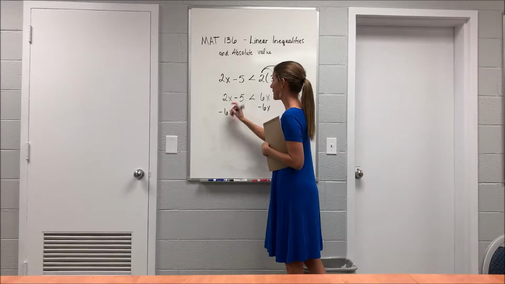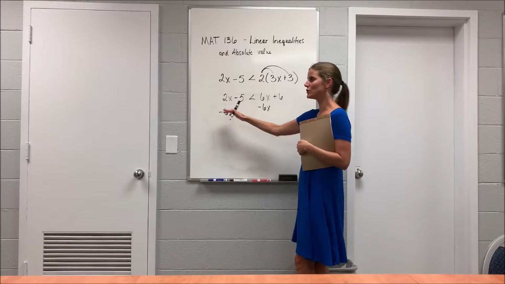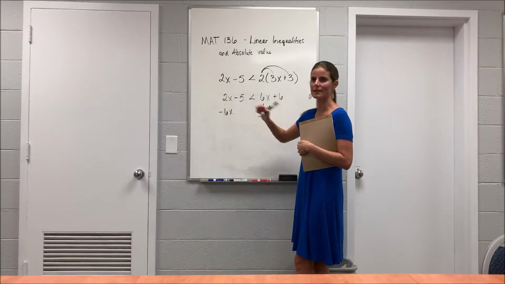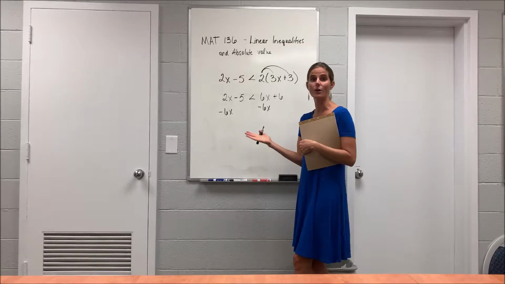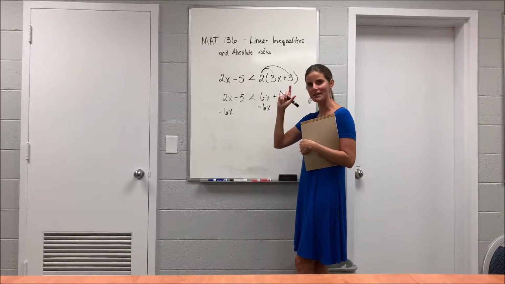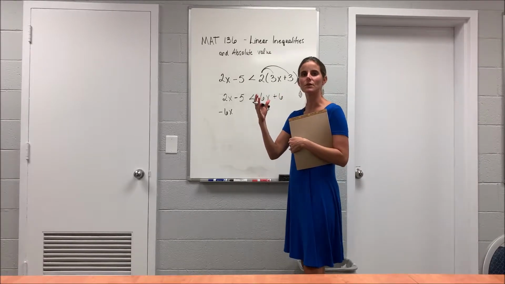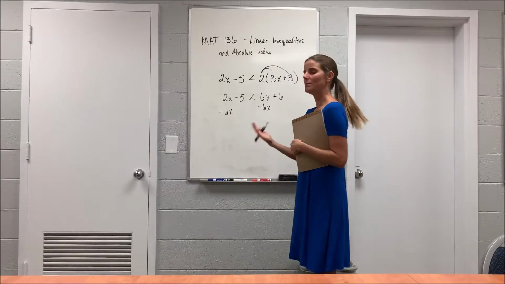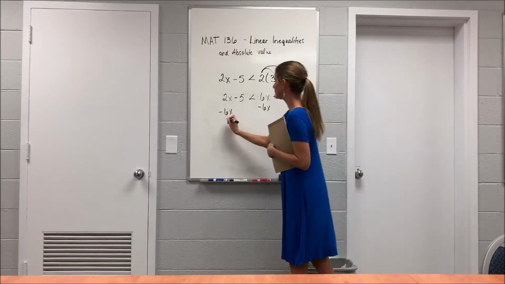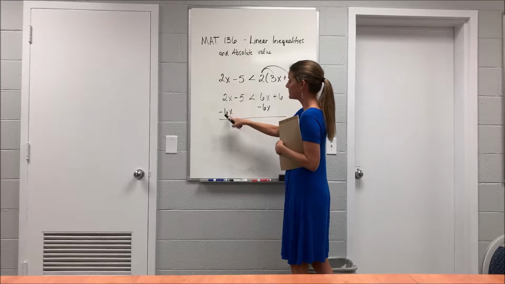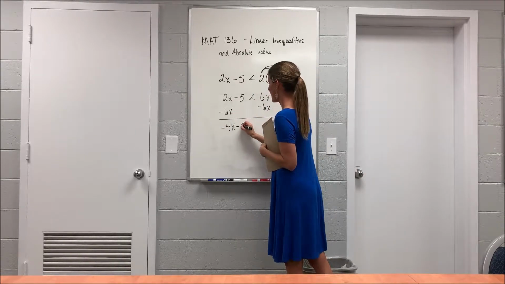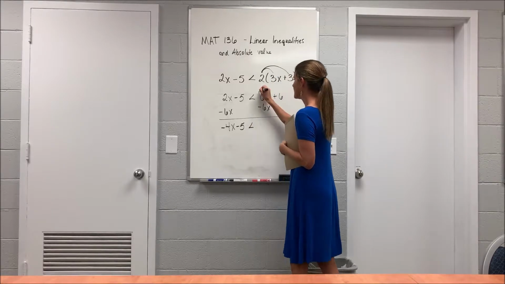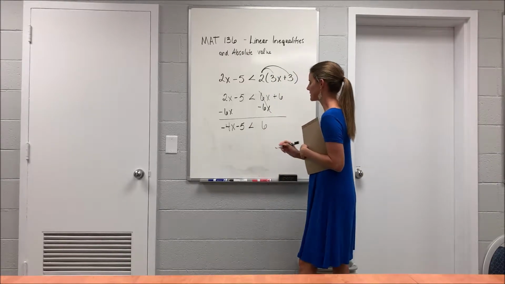Some of you may be thinking, could I have subtracted the 2x? Yes, you can have the variable on this side or that side, it doesn't matter. I generally like to have it on the left side, especially with linear inequalities, because it's just easier. Our brains have been trained, I think, to recognize it that way, but it doesn't actually matter. So 2x minus 6x gives us negative 4x. Bring down the minus 5, bring down the less than sign. Those cancel and bring down the 6.